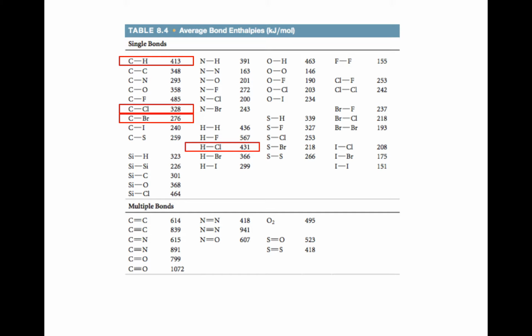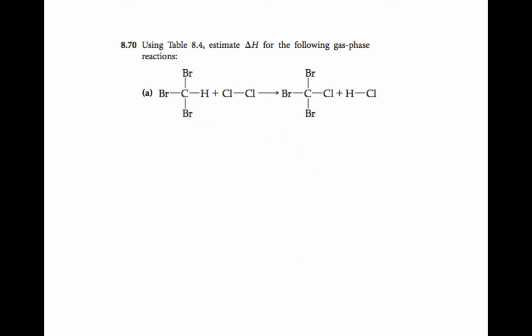Recognizing that these are estimations, right? For example, a carbon-hydrogen bond changes locally depending on what else is attached to the carbon. So this 413 for breaking a carbon-hydrogen bond is an estimate. So with these estimates, we can get an estimate for what the heat change is going to be.